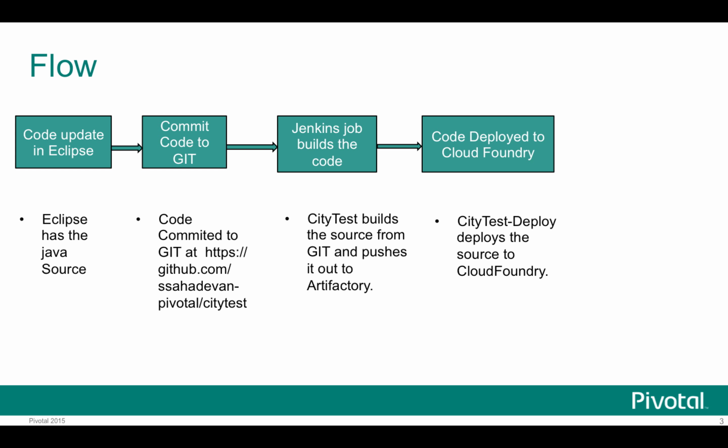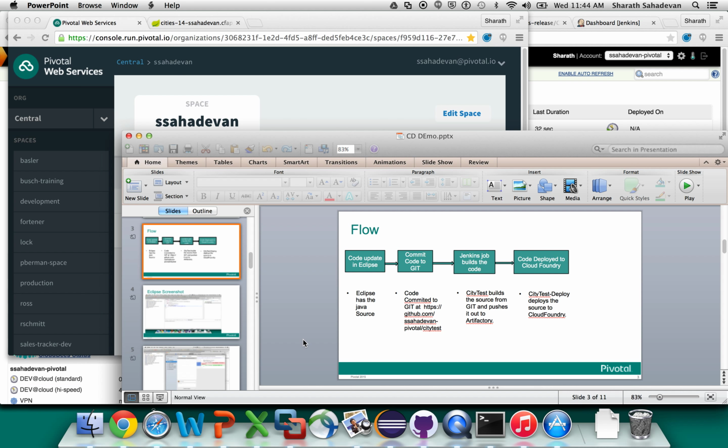Basically, you go from making the change in Eclipse, the code is committed to Git, and there are two jobs in Cloud Jenkins that will pick it up. One is called city test and city test deploy, and the changes are deployed out to Cloud Foundry. So now I'll launch into the demo.